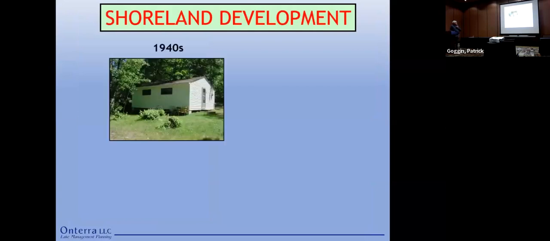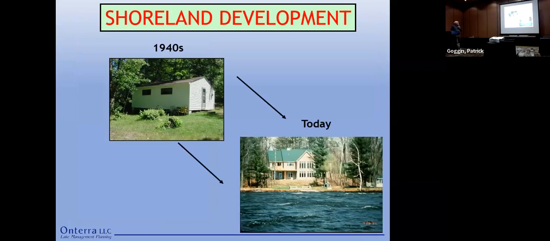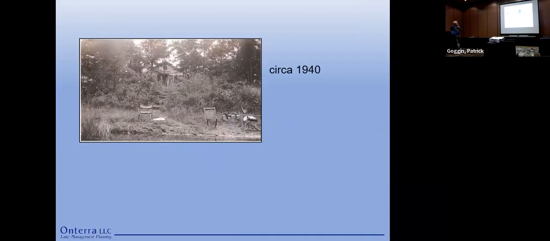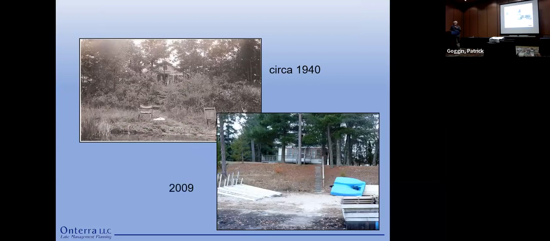So moving on to shoreland development, as most of you are aware, in the 1940s, the cottages were smaller. We didn't do as much lawn care, but in more recent times, you get more impervious surfaces from larger structures. Quite often there's clearing all the way down to the lake. Another example is Berry Lake. This is the property in 1940, and the same property in the early 2000s. So you can see that the shoreline is much more exposed.